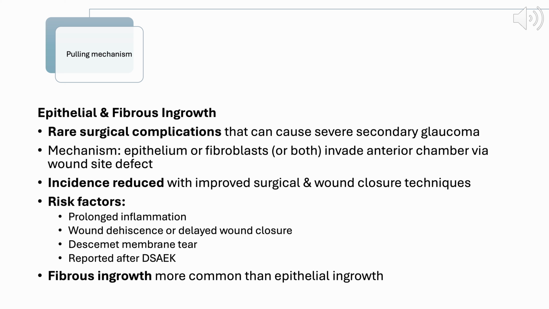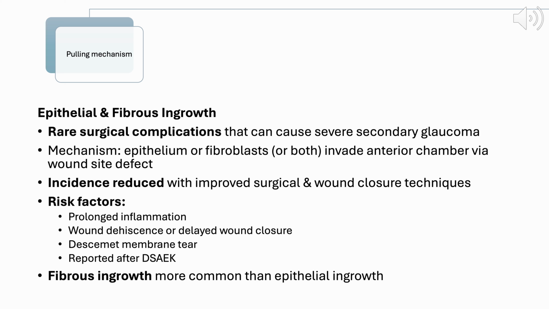Another rare pulling mechanism that can lead to severe secondary glaucoma is epithelial and fibrous ingrowth. These are uncommon surgical complications, but when they occur, they can be devastating. The mechanism involves epithelial cells, fibroblasts, or both, migrating into the anterior chamber through a wound site defect. Once inside, these cells proliferate and contract, pulling the angle closed. Fortunately, the incidence has been reduced significantly with better surgical and wound closure techniques.